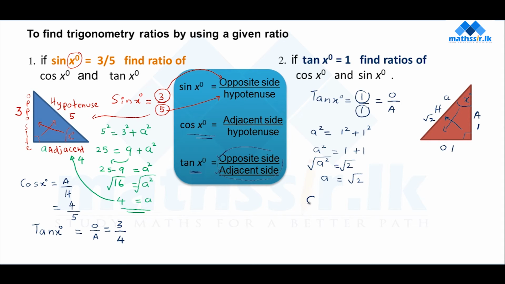Now the definition of the cos. Now we can easily find it. Cos ratio equals adjacent over hypotenuse. Adjacent represents 1 and hypotenuse root 2. Similarly, angle of sine equals opposite over hypotenuse. Opposite also 1, hypotenuse root 2.